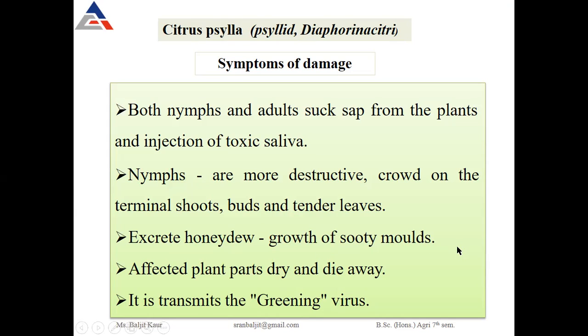Aphids also excrete honeydew, thrips also excrete honeydew, and citrus psylla also excretes honeydew, which encourages the growth of sooty molds. The affected plant parts dry and die away. Citrus psylla is the major cause of transmitting the greening virus. There is a disease in citrus that is known as greening, and the virus for greening disease is transmitted by the citrus psylla insect.